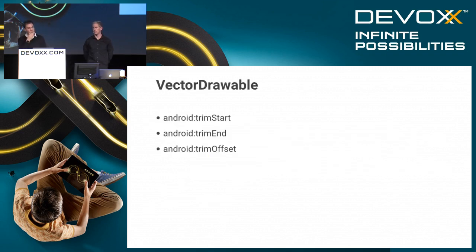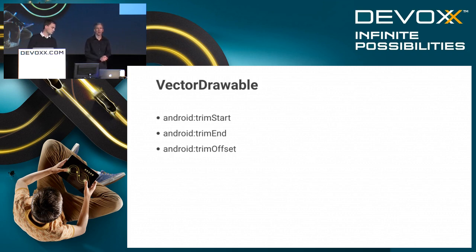And L actually gives you this capability through public APIs on VectorDrawable. So it has trim start, trim end, and trim offset. And those map to the values that are passed to path measure.getSegments. So if you have a vector drawable and you want to display only part of the drawable, you can use those attributes, and you can also animate those attributes.